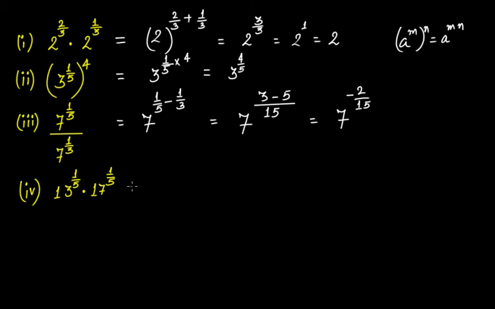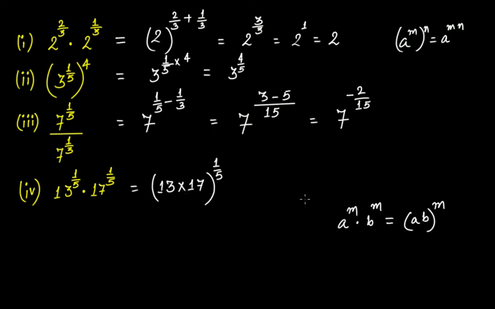The last one is 13 raised to the power of 1 by 5 multiplied by 17 raised to the power of 1 by 5. So this is of the form a raised to the power of m multiplied by b raised to the power of m, is equal to a multiplied by b, raised to the power of m. So from here you get 13 multiplied by 17, raised to the power of 1 by 5. Calculate this value, 13 multiplied by 17, and you'll get the answer.